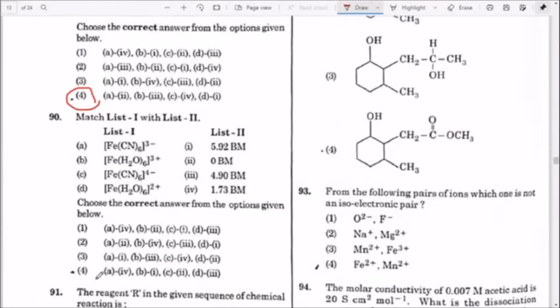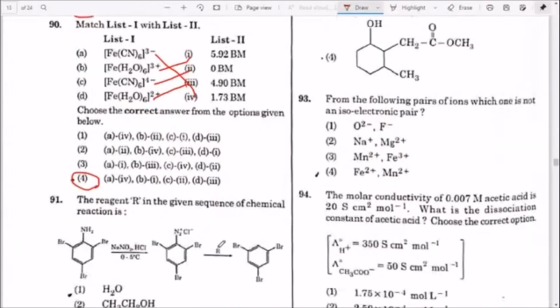Option number 4, where A is 4, 1.73 Bohr magneton, and the minus 3 one. So what is the Bohr magneton under root? Iron 3 plus, what is going to be? B is 1, 5.92, and C is 2, and D is 4.9.